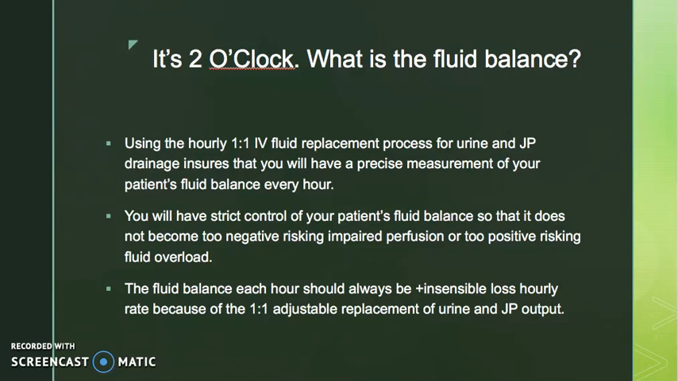Using the hourly IV fluid replacement process for urine and JP drainage ensures that you will always have a precise measurement of your patient's fluid balance every hour. You'll have strict control of the fluid balance, and that means it will never become too negative, risking impaired perfusion, or too positive, risking fluid overload. So you perform these calculations every hour. That means each hour you have a new calculation for your patient's current fluid balance.